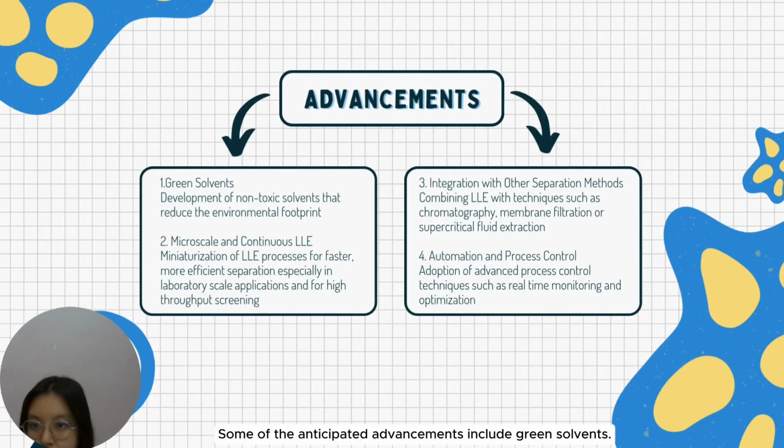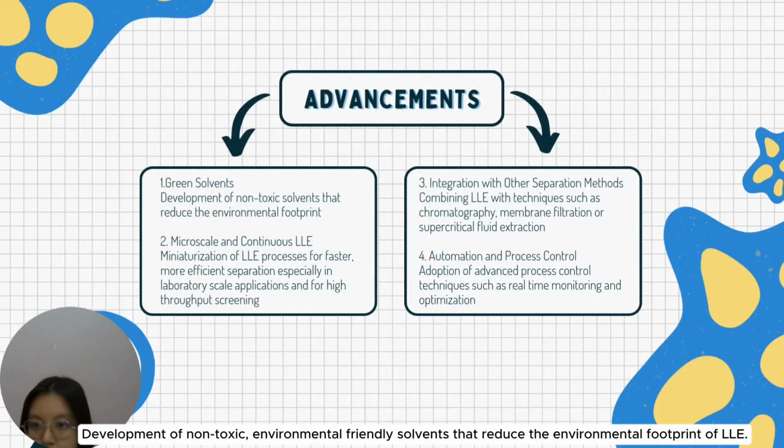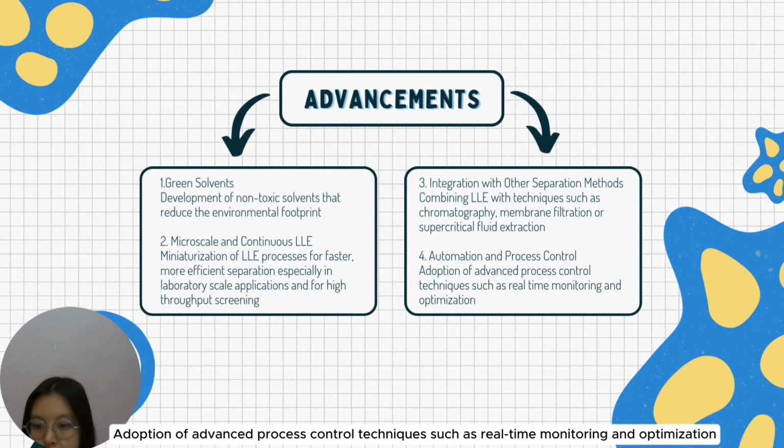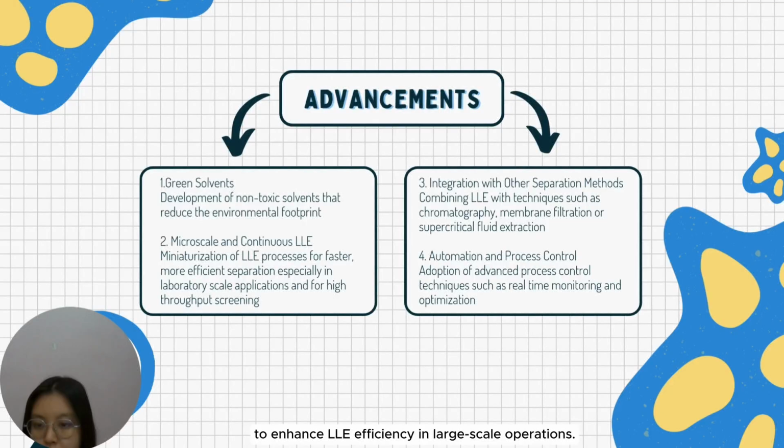Some of the anticipated advancements include green solvents, development of non-toxic environmentally friendly solvents that reduce the environmental footprint of LLE; microscale and continuous LLE, miniaturization of LLE processes for faster, more efficient separation, especially in laboratory scale applications and for high throughput screening; integration with other separation methods, combining LLE with techniques such as chromatography, membrane filtration, or supercritical fluid extraction to improve separation efficiency; automation and process control, adoption of advanced process control techniques such as real-time monitoring and optimization to enhance LLE efficiency in large-scale operations.